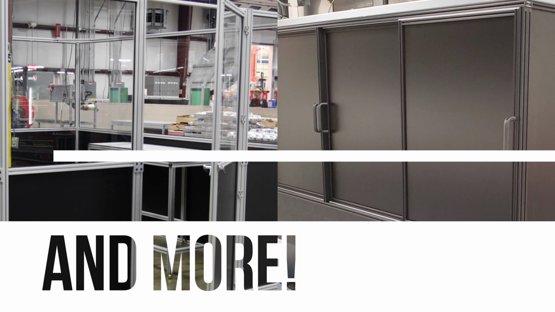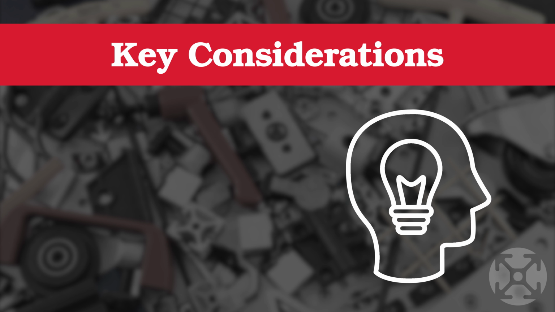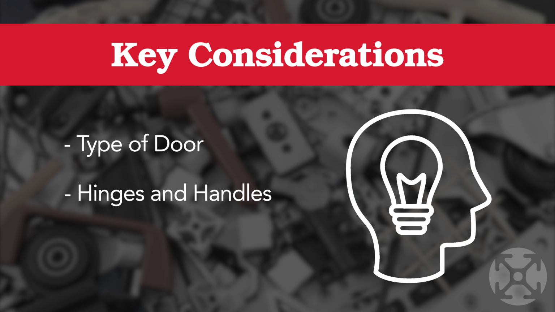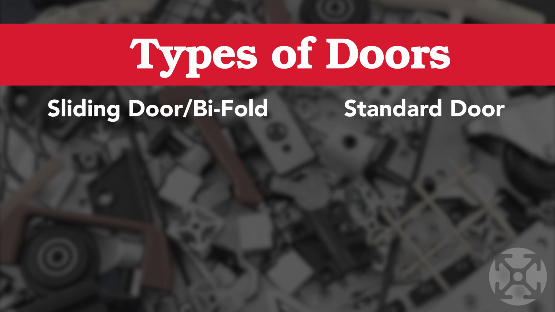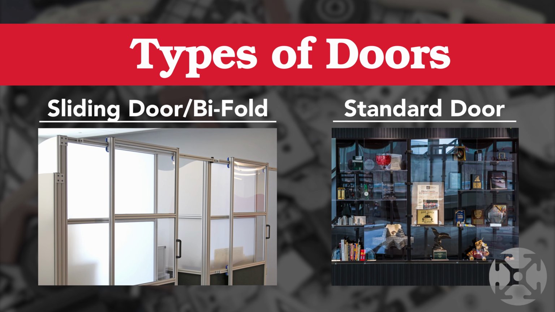When it comes to creating a door, there's a few things to consider, including the type of door you need, the type of handle, hinge, and motion within the T-slot. The first thing to consider is the type of door. Are you building a sliding door, a bifold, or just a straight panel with a latch?